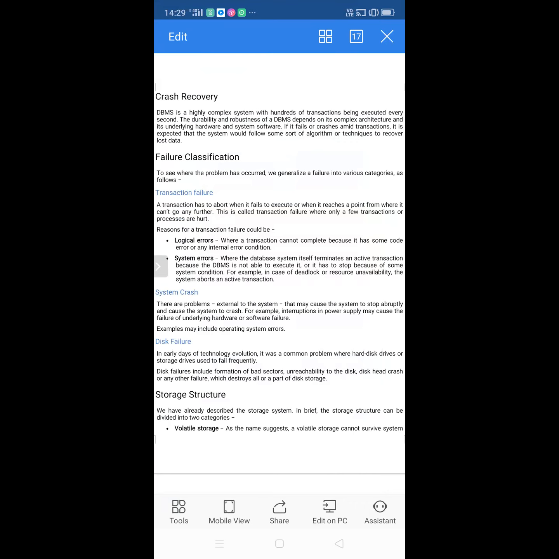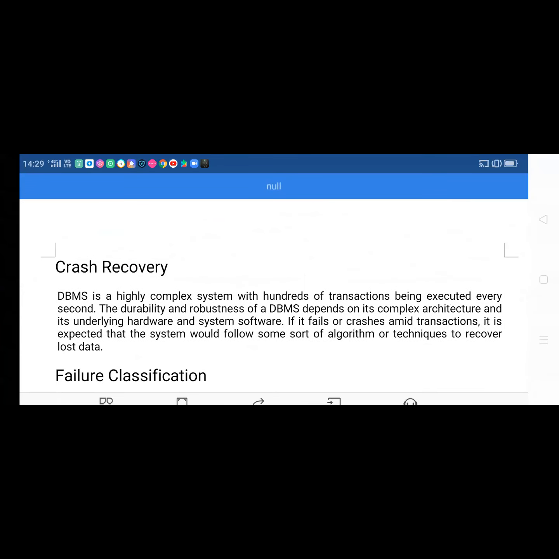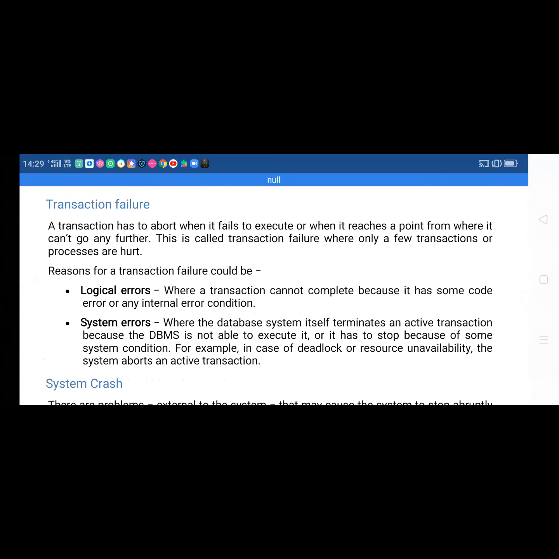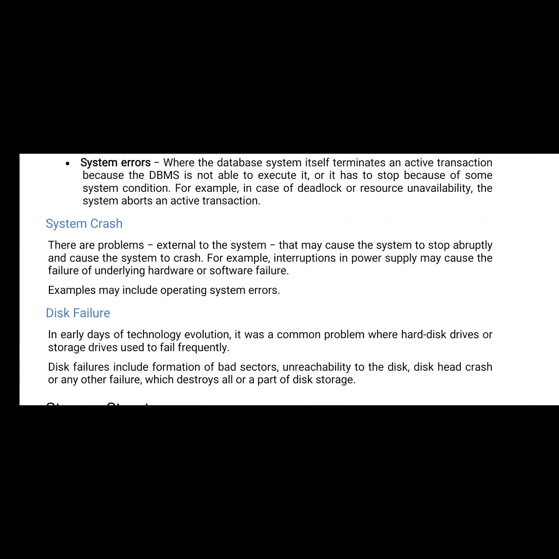So here transaction failures occur in two types of cases. What are they? One is the logical error. That means if there is an error in the code, that also causes a problem. Another case is a system fault. In some situations deadlocks also occur, or there may be resource unavailability for the transactions. And next, we'll discuss the system crash.